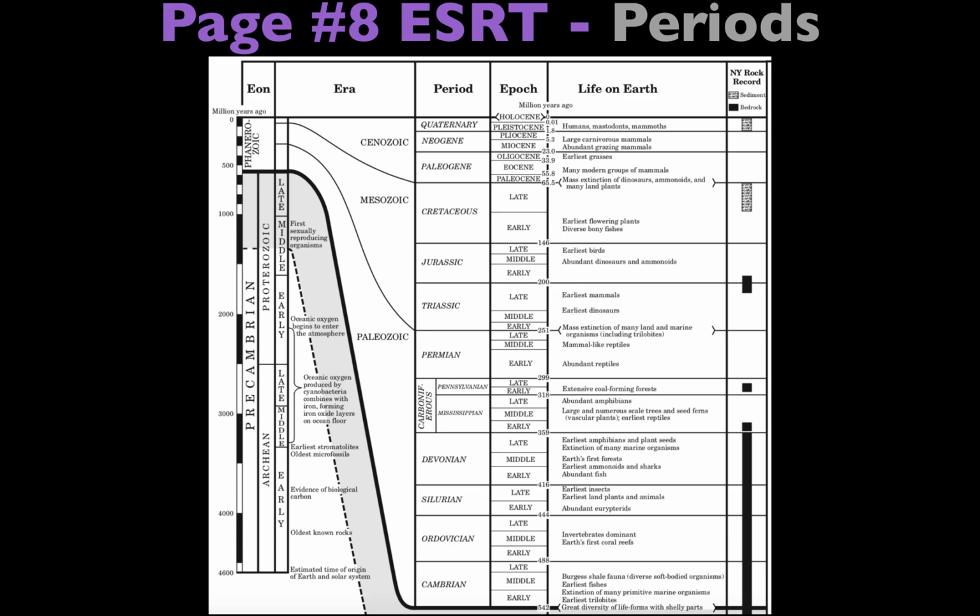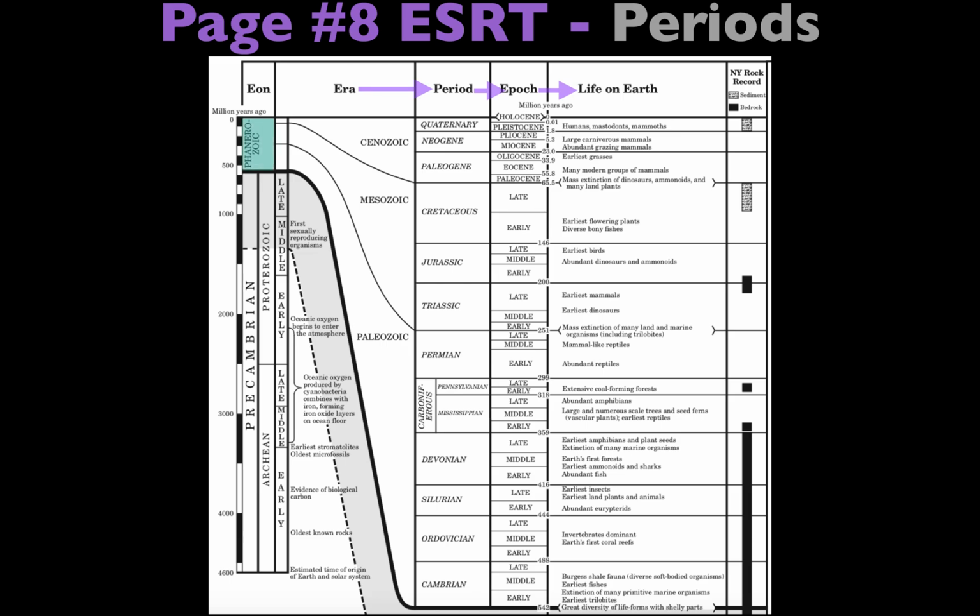Since we have so much time to represent, we need to break things down even further. So eras are broken up into periods. Periods are broken up into epochs, and then from there we can get information about the life on Earth that existed during each of these epochs, periods, and eras.